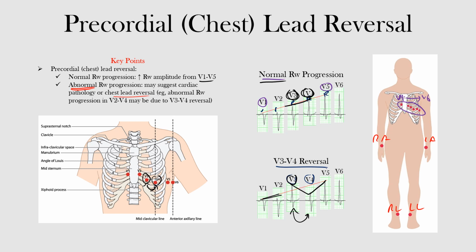If we see abnormal progression from V2 to V4, and then it increases in V5 back to normal, in that case we simply have leads V3 and V4 that are reversed. So we call that V3, V4 reversal.